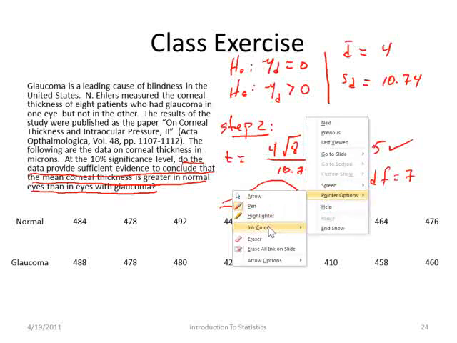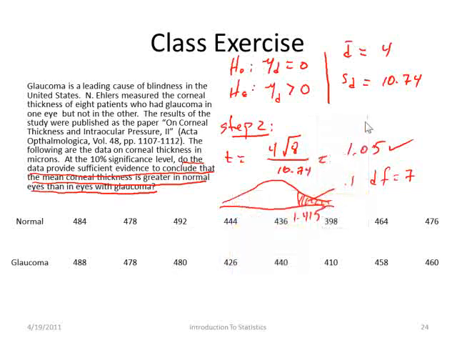So now we have to make a decision. So our test statistic 1.05 falls right here. So do we reject or fail to reject the null hypothesis? Fail to reject. So what's the bottom line? Is there a difference between the corneal thickness for normal eye and a glaucoma eye or not? No. There's not.